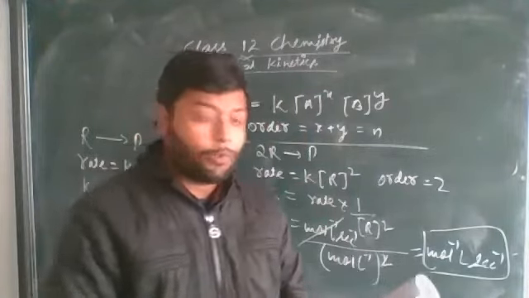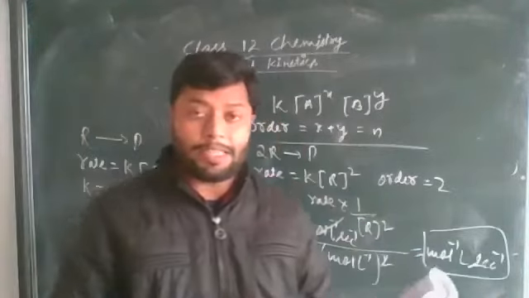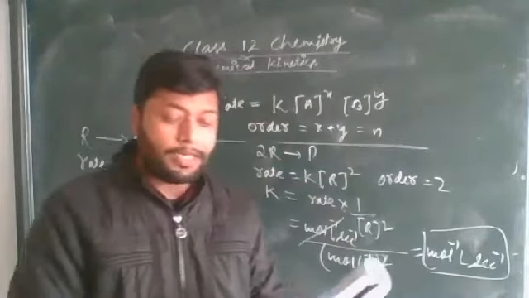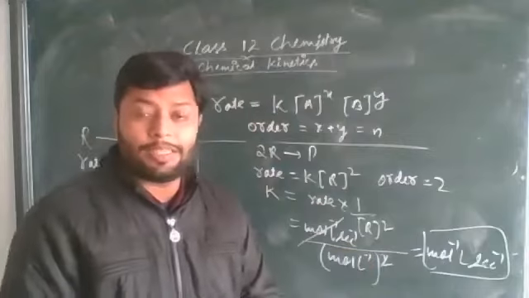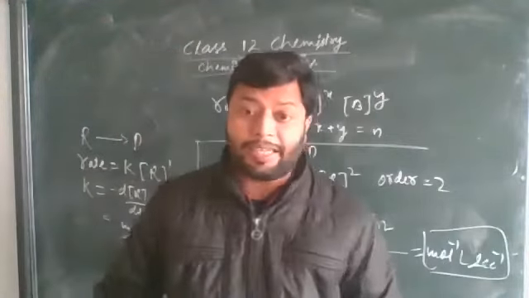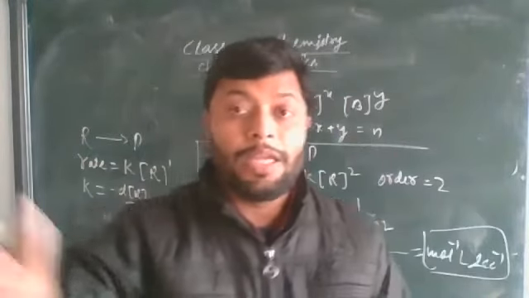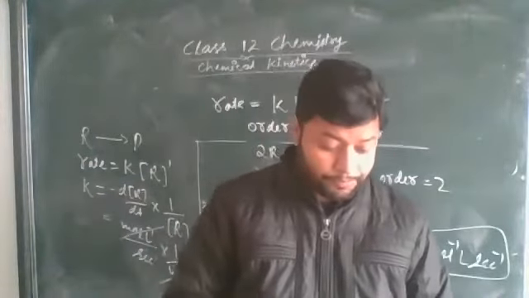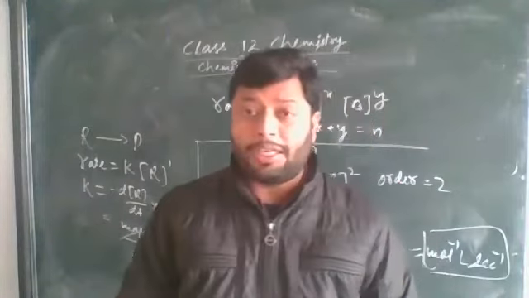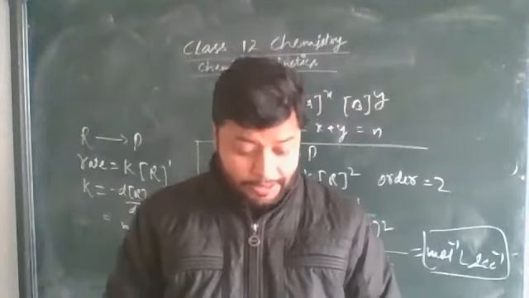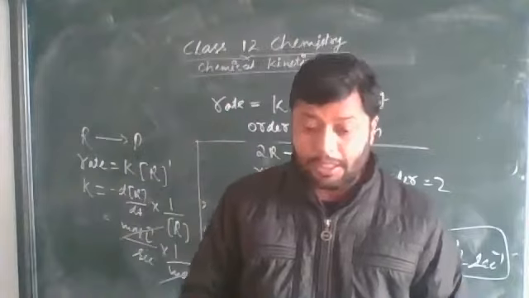For zero order, you can calculate the unit as mole per liter per second. For the second order, it is mole inverse liter second inverse, and for the first order, the unit is second inverse. This will be a different unit. Now the term we can discuss is the molecularity of a reaction.